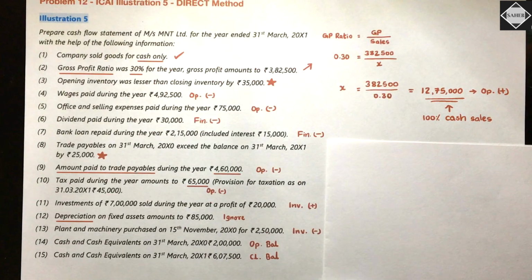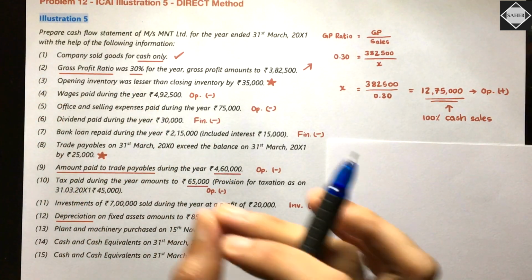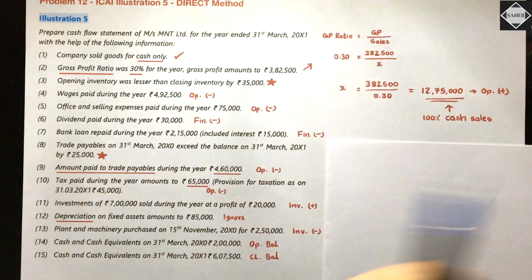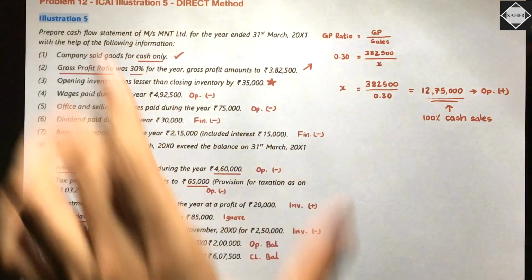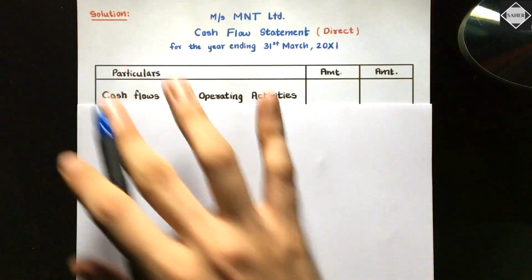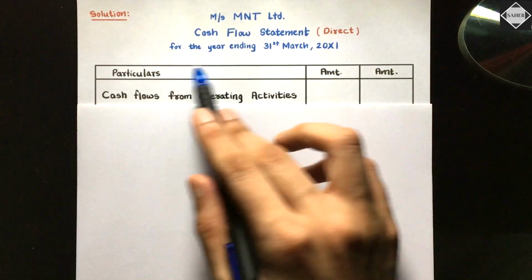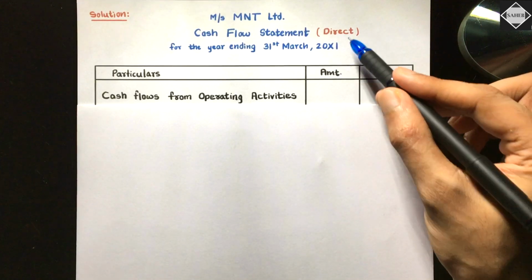So what you have to do, you don't have to do anything. Directly you have to take the amount paid to trade payables, 4,60,000. You will subtract it because that's the payment you have made. Cash purchases will not be there. It's zero. Is it clear? Simple and straightforward. Now let's just prepare the cash flow statement. Here we have the solution, the cash flow statement of Messrs M&T Limited for the year ending 31st March 2021. We are preparing this as per the direct method.